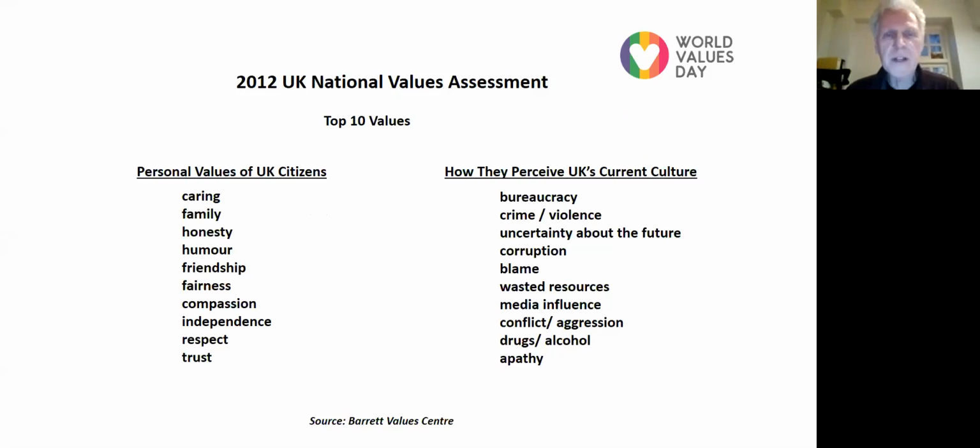This is just the UK, but I'd suggest that it's much the same for any country around the world. There've been a lot of these national values assessments run by Barrett Values Centre, and I'm sure there are other organisations doing similar things in other countries. They've done 20 or more of these around the world in recent years. This one for the UK is not untypical. It's a little bit worse in some countries, but not as bad as others.